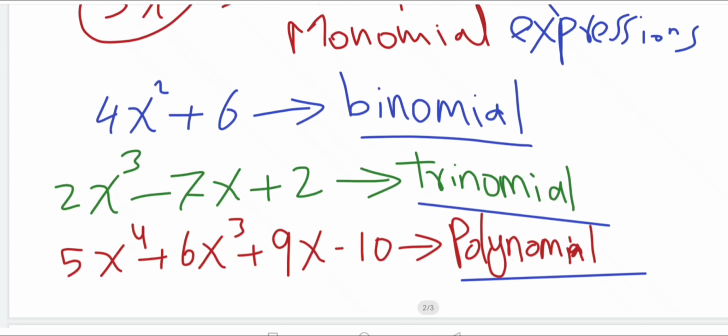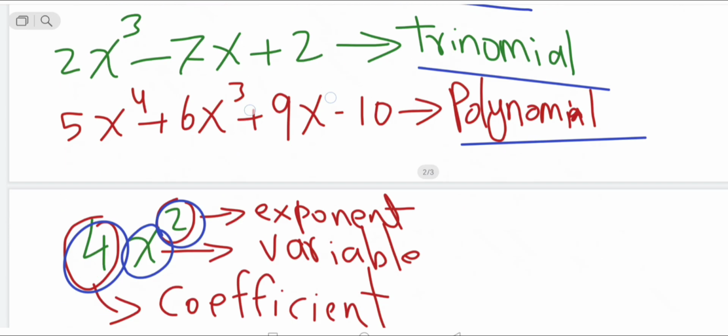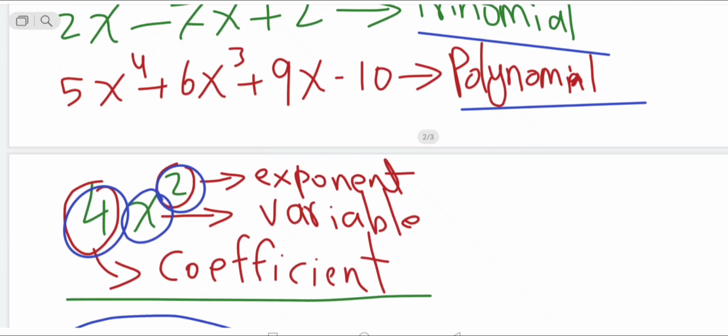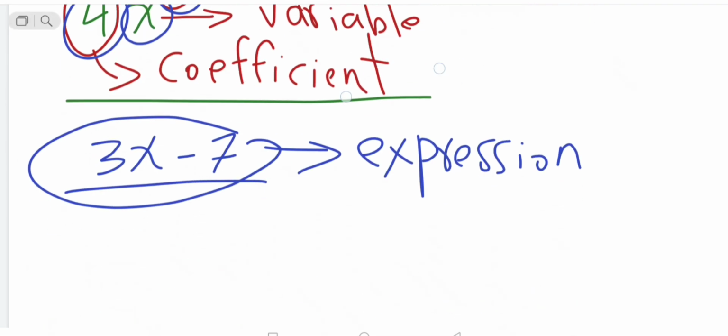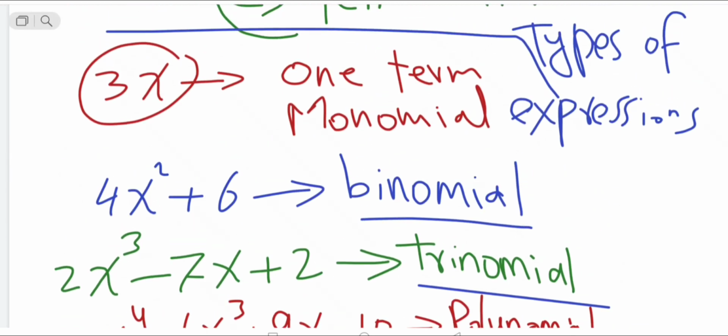So one term monomial, two terms binomial, three terms trinomial, more terms polynomial, or sometimes some people say three terms also polynomial. So today we learned what is algebra, what is a variable, what is a term, what is a constant, what is a coefficient, what is an exponent, and the types of expressions.